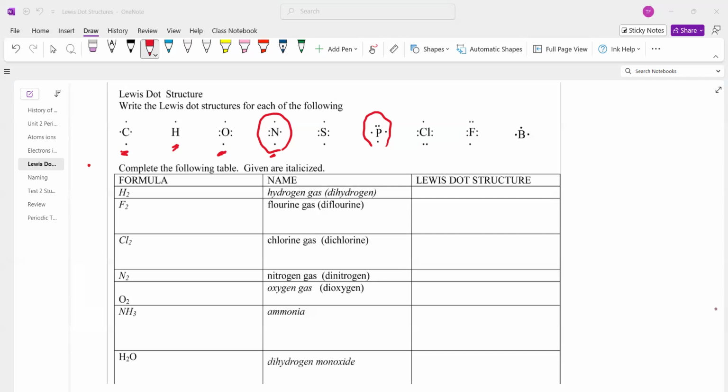How many bonds in carbon? Four, because four singletons. So when you look at the singletons, that's how many bonds that atom wants to create. For carbon, you have four bonds: a triple and a single, or two doubles, or any combination that adds up to four.